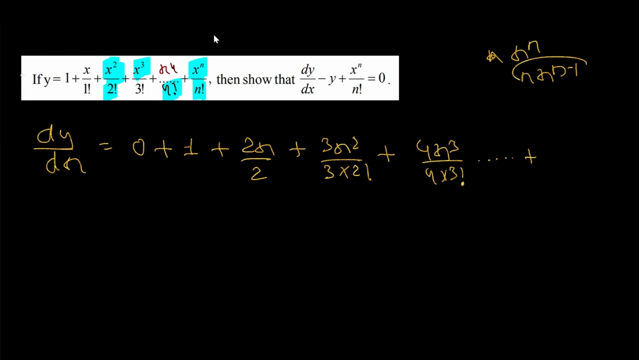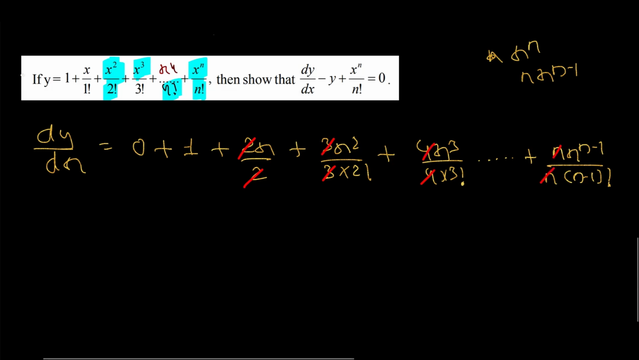From here it is clear that this is n x raised to the power n minus 1, and n factorial can be written as n multiplied by n minus 1 whole factorial. This we got as dy by dx. Now we can reduce this. I can see that this can be cancelled over here, and this and this get cancelled. Let me write down what we are left with.